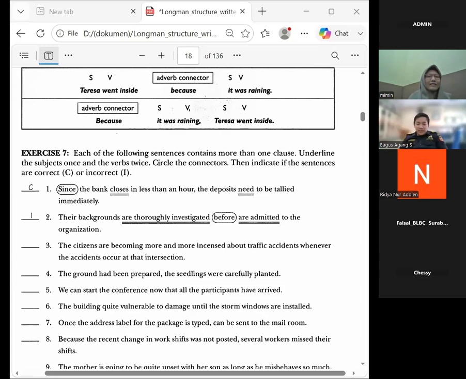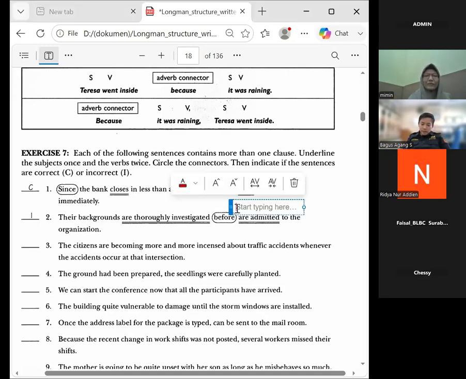All right. Incorrect because there is no subject before "are." All right. And what should the subject be? Maybe they. Yes, very good. And they refers to the backgrounds. They refers to which word in the sentence? Their background. Very good. So that's how it works.